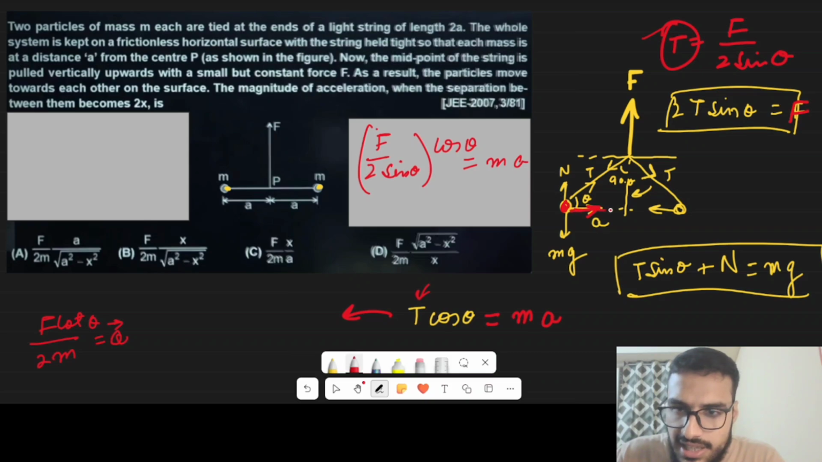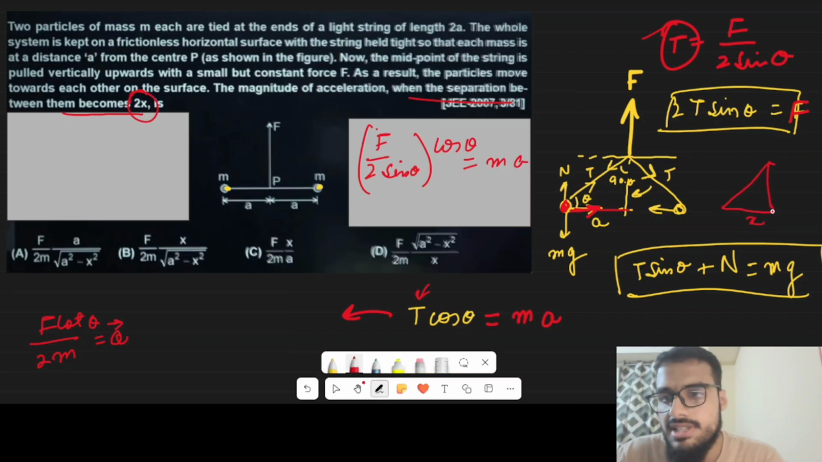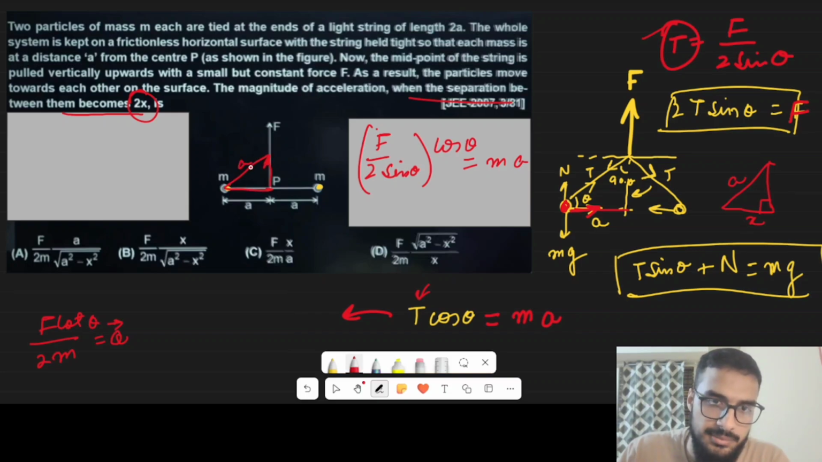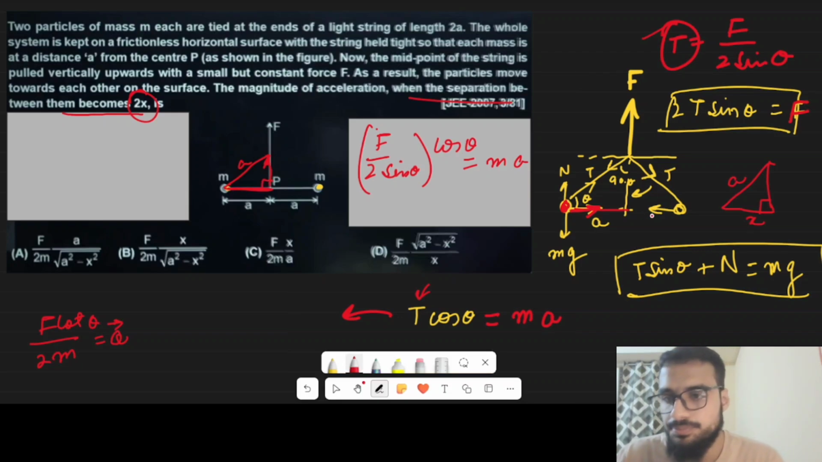It is given the magnitude of acceleration when the separation between the masses becomes 2x. So in this triangle, if we take one of the triangles, it is x basically, because the total distance is 2x now, isn't that? This is a right angle triangle and this remains a always, isn't that? Because initially it was like this, a, and then it moved like that. So this is also a, because this string is moving basically. If this is a, can we say this is under root a square minus x square?